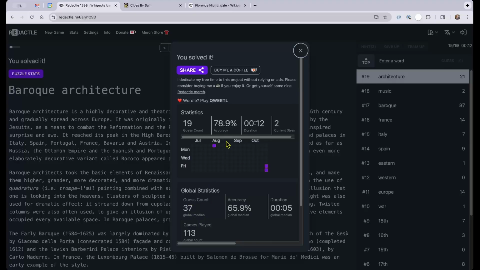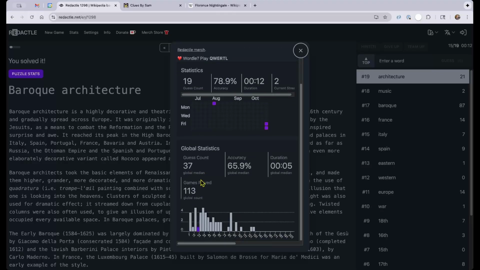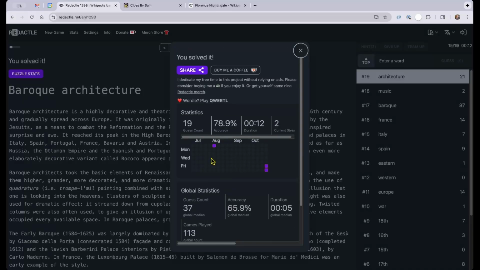I like that I have a relatively high accuracy today, and I got it relatively quickly, so that's cool. This game has a limited number of puzzles, so many of them have been played before, and so they do collect stats, I believe, on prior plays on previous days.